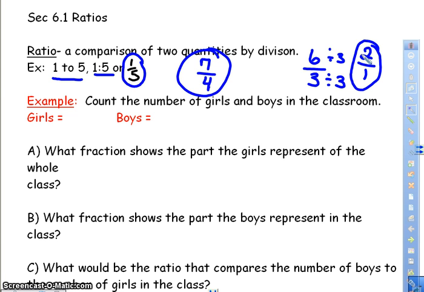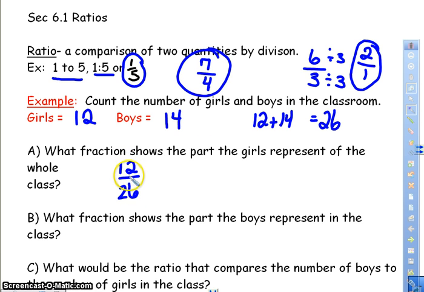So to illustrate this, we're going to count the number of boys and girls in the classroom. So I'm totally going to make this up because you do not have any classroom that you're in. So we're going to say we have 12 girls and 14 boys. It says, what fraction shows the part the girls represent of the whole class? Okay, so the girls are 12. The whole class would include the boys and the girls, so we're going to add those together. 12 plus 14 is 26, and that's going to be my total.